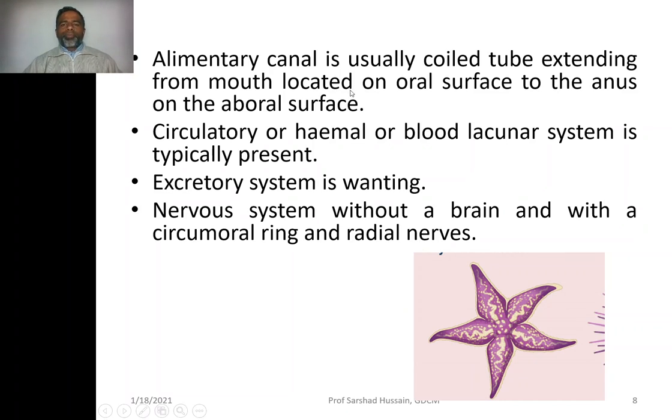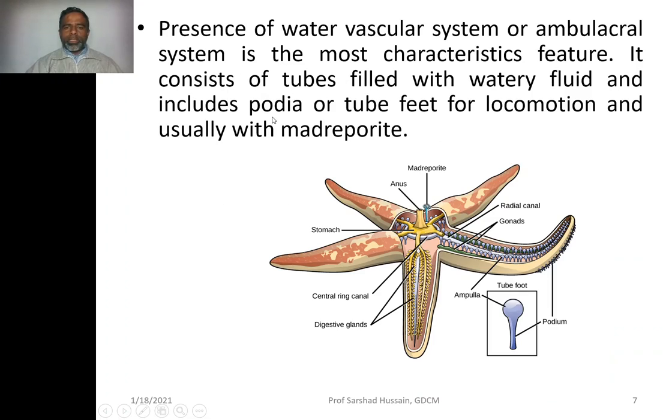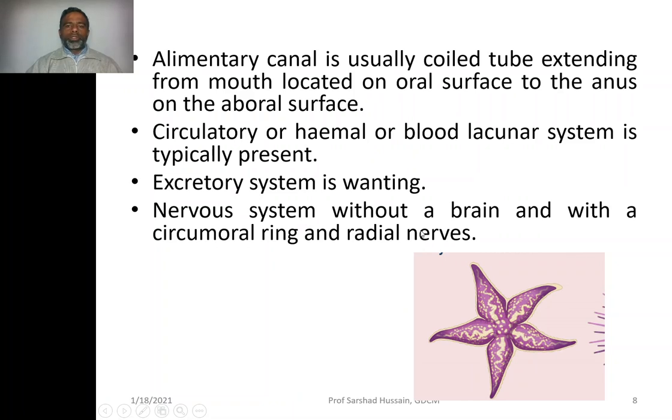Alimentary canal is usually a coiled tube extending from the mouth, located on the oral surface, to the anus on the aboral surface. You can see over here, this is the anus on the aboral surface. Opposite to this surface you have the oral surface, and the tube is highly branched. You can see this is the digestive system. So this includes the length from oral surface to aboral surface.